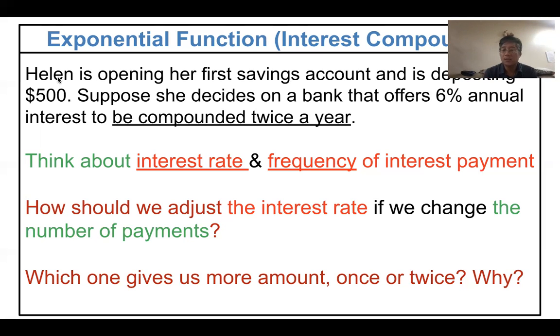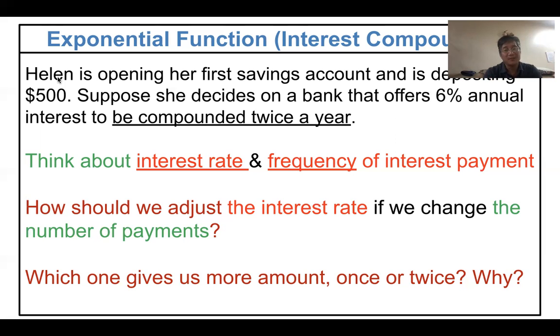So how should we adjust the interest rate if we change the number of payments? Let's think about it. After that, which one gives us more amount: compounded once, or twice? And then think about why. So how should we adjust the interest rate if the interest is paid twice a year? Instead of 6%, how many percent should we get each time?